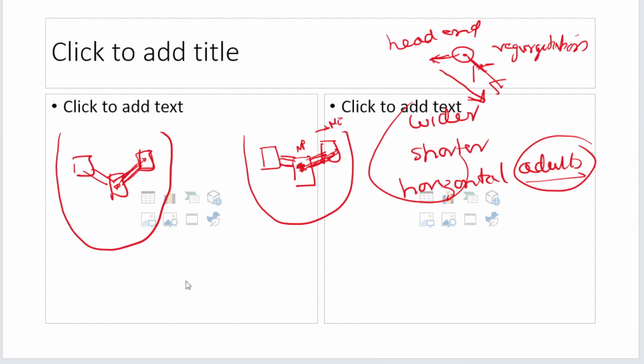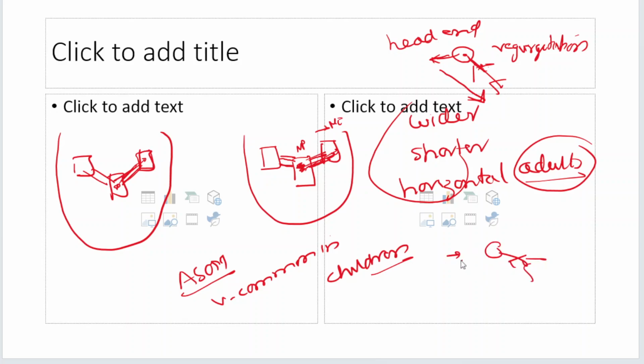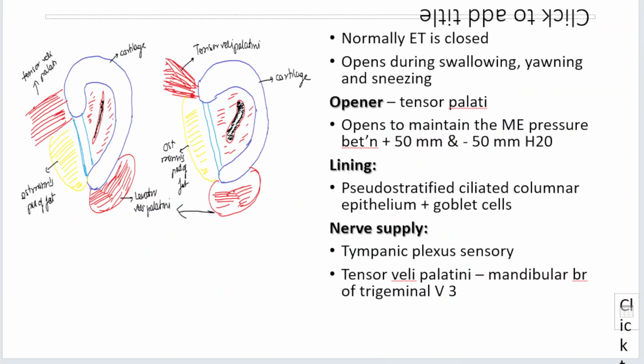So because of this, acute suppurative otitis media is very common in children. This can be avoided by giving milk to the baby in the head-up position. This is what we tell the mothers. Now, coming to the situation of the eustachian tube.